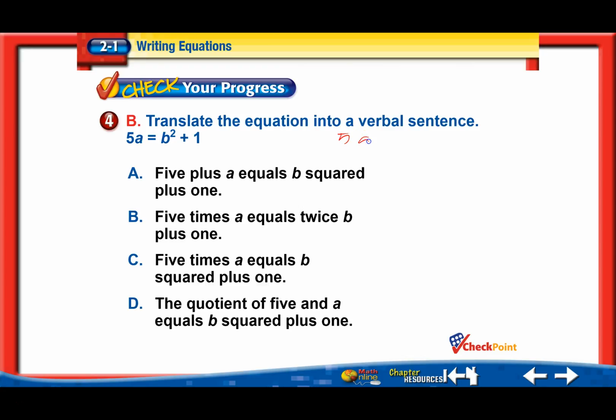So 5a equals b squared plus 1. You could also just read it straight across too. So 5 times a equals b squared plus 1.